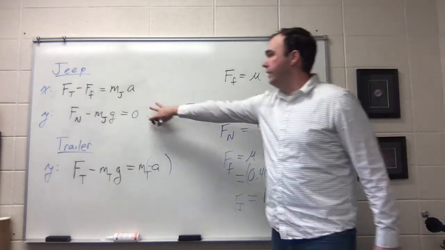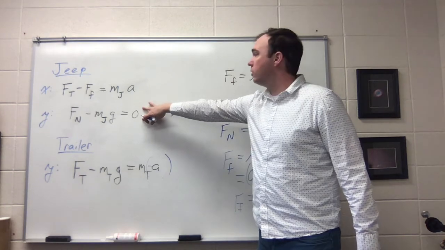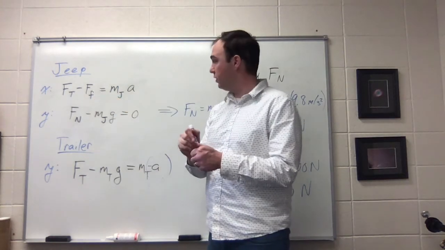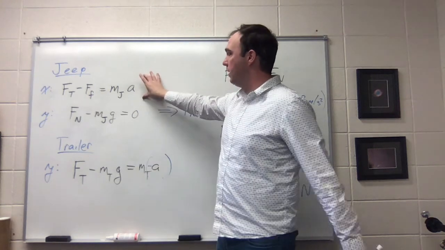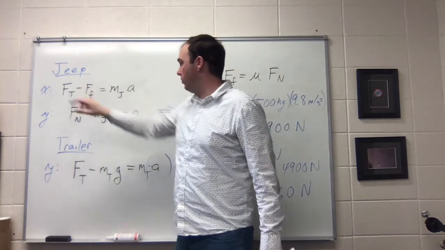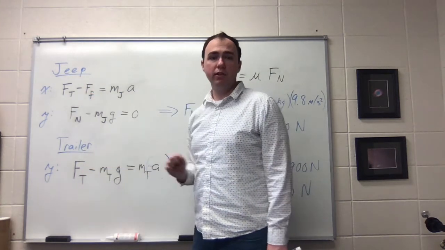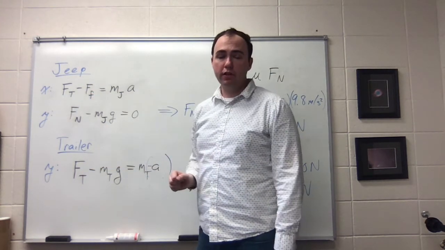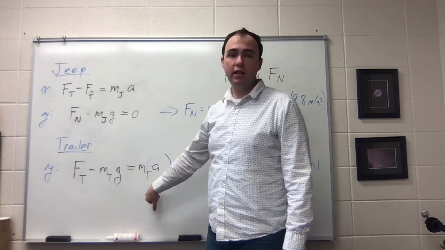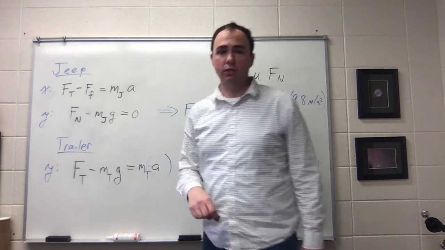Okay, so that's all the information that we can get out of this vertical equation. We know now the force of friction. So now that I look at my two remaining equations, I don't know the acceleration, I don't know the tension in both of these equations, but I know everything else. So now I'll be able to use my two equations with two unknowns and solve for the acceleration.